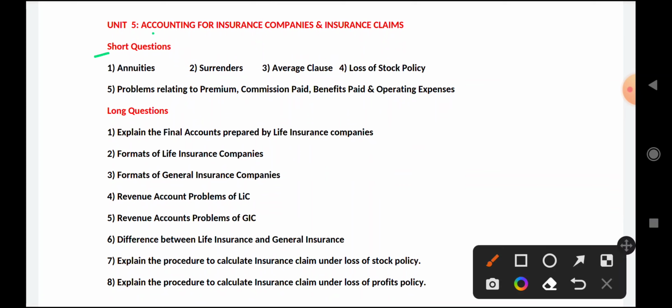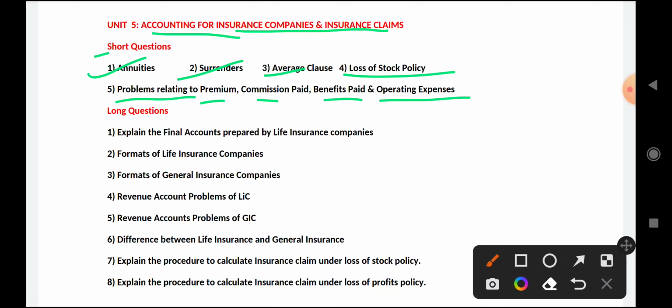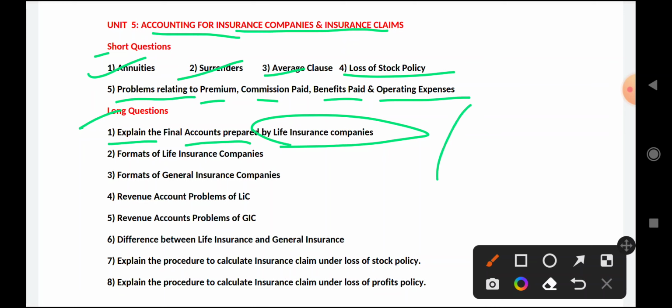And next thing is accounting for insurance companies and insurance claims. Here we are having a big lengthy chapter. So annuities, surrenders, average clause, loss of stock policy and problems relating to premium, commission paid, benefits paid, operating expenses. These are relating to problems relating to life insurance. And long questions relating to explain the final accounts prepared by life insurance company. Sometimes he may ask for general insurance company also.